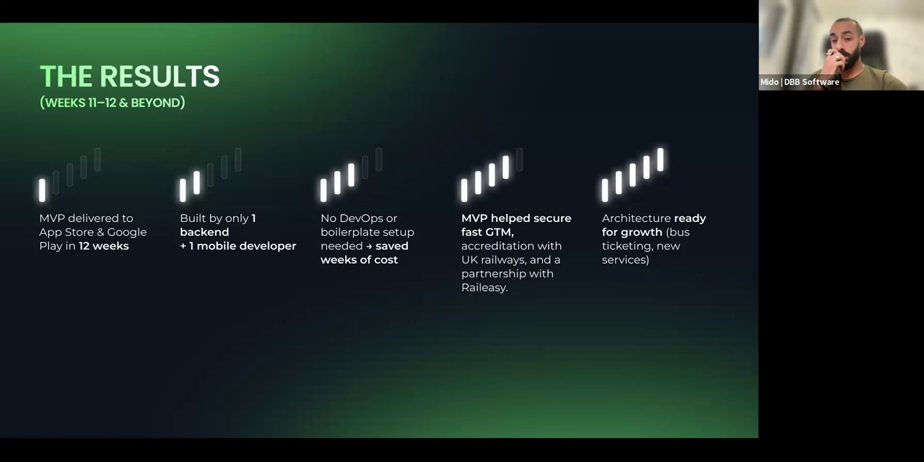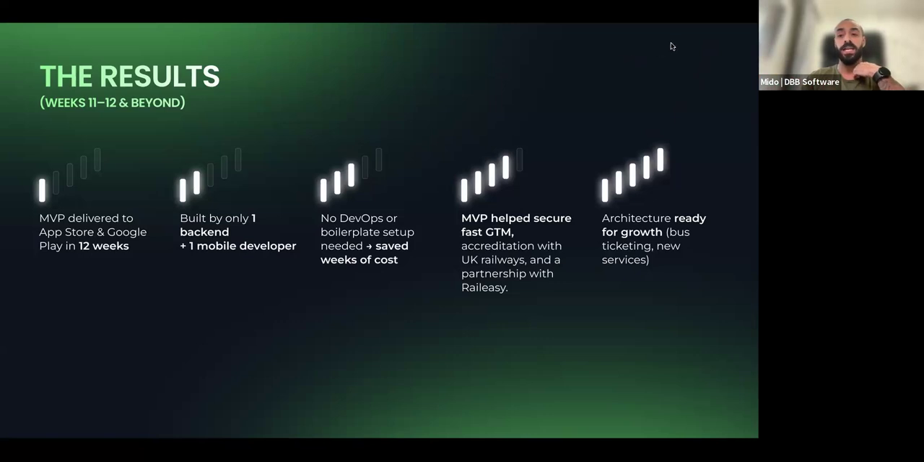And the MVP helped secure fast GTM, go to market. As we explained, you have everything ready in less than 3 months or 3 months. So you can go to the market, you can gather actual feedback from actual users, and you can start working on the post-launch or most lovable product. They secured accreditation with the UK Railways because now they actually sell tickets with them and with Rail Easy, of course. And the last one, architecture ready for growth.